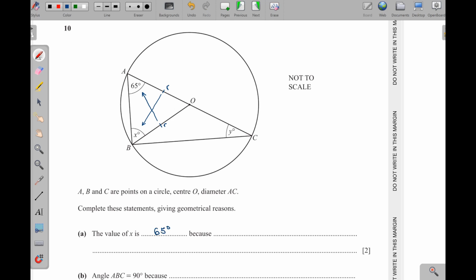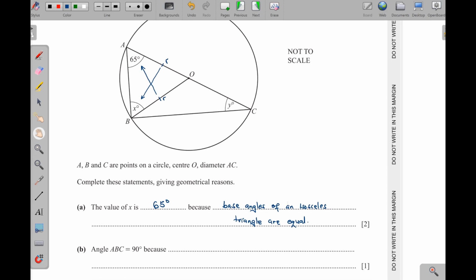So my answer here, the reason is going to be base angles of an isosceles triangle are equal. Mind about your spelling for isosceles. Isosceles triangle are equal. As simple as that.